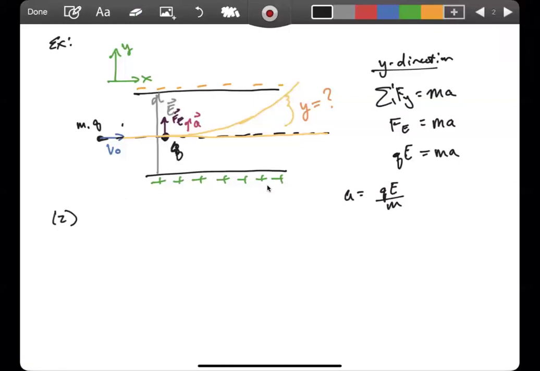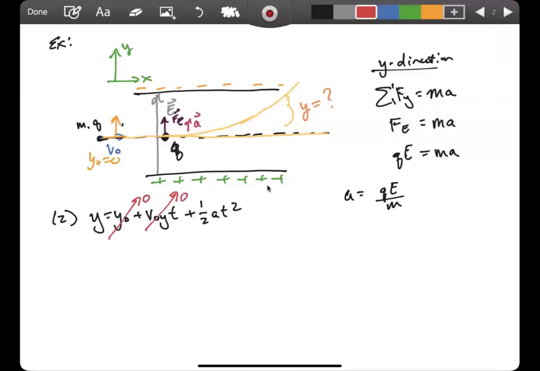Now, continuing working in the y direction, since we want to know the deflection, we're going to use our second kinematic equation, which says that y is equal to the initial y plus the initial velocity in the y direction times time plus 1/2 acceleration times time squared. And it's plus because our positive y direction is in the same direction as our acceleration. Here, we can arbitrarily call this our origin, so our initial y position is equal to 0. Our initial velocity in the y is also equal to 0 because the initial velocity is only in the horizontal direction, hence our x direction.